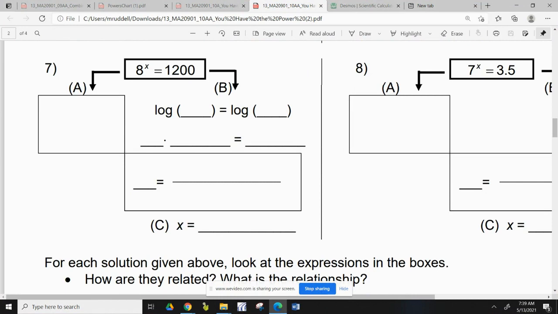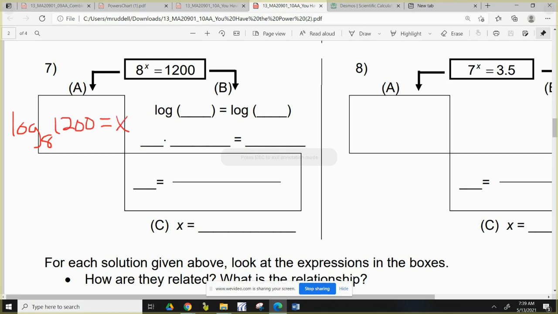Number 7. We're going to do the same thing. If we're going to rewrite this one, what's the base? The base is 8. The argument is 1200, and the exponent is x. What's the goal of a logarithm? You got it. Isolate the exponent.